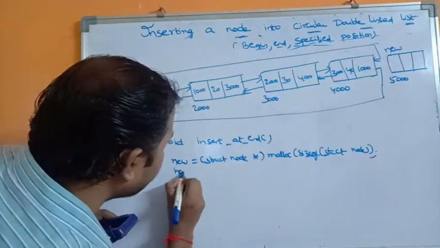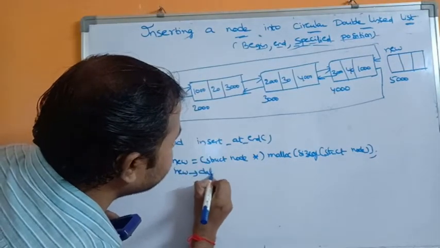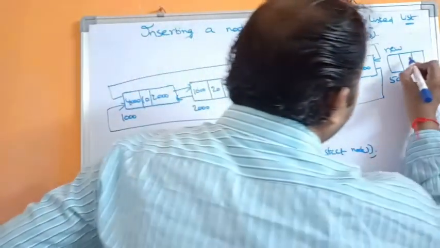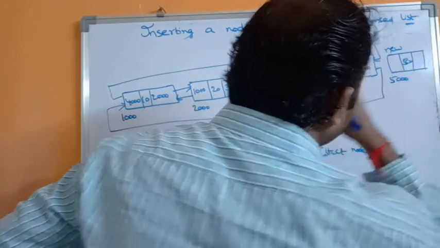Next let us store the value. new->data = value. Here the second field is the data field. Let the value be 500. So 500 is stored like that.